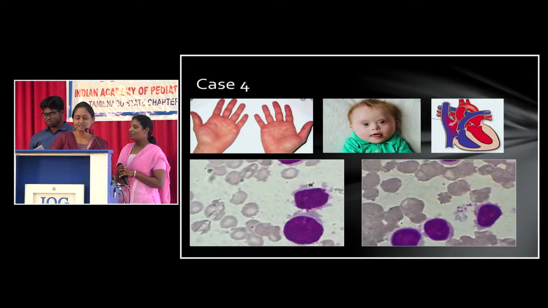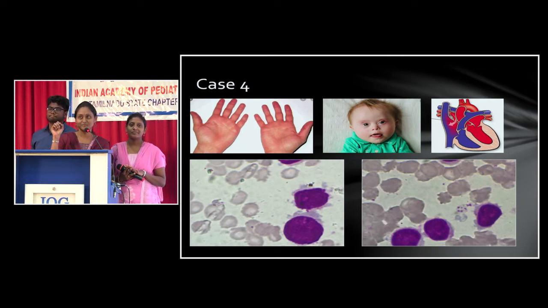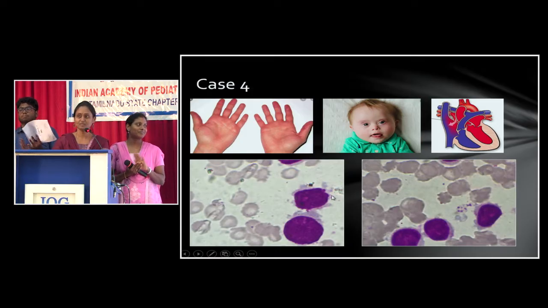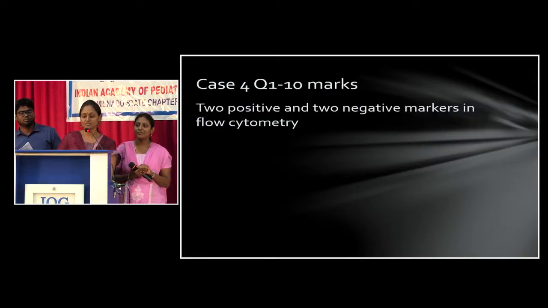Very good. Is there any characteristic feature for M7 megakaryocytes? They will have cytoplasmic blebs, which is appreciated in the picture. You can see the cytoplasm showing blebs. Very good. So the question now is two positive and two negative markers for AML M7 in flow cytometry.